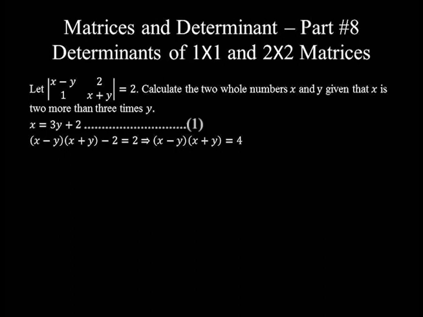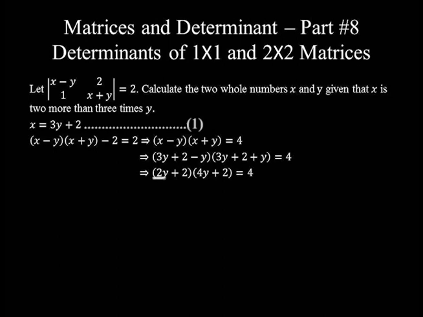We already determined that x equal to 3y plus 2. So substituting 3y plus 2 in place of x, we will find 3y plus 2 minus y times 3y plus 2 plus y, which is equal to 4. 3y minus y is 2y plus 2 times 3y plus y is 4y plus 2, which is equal to 4.